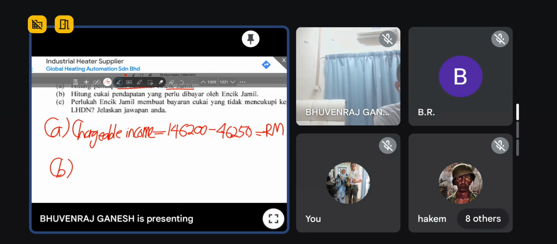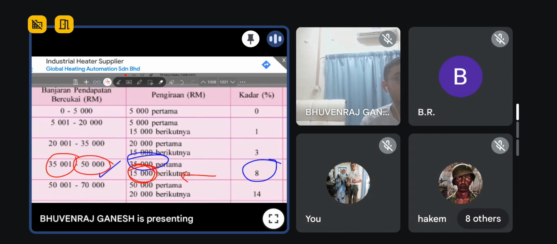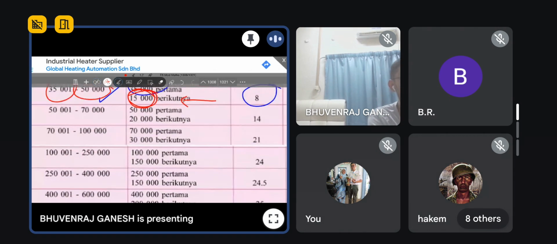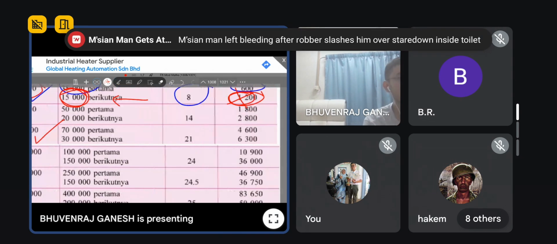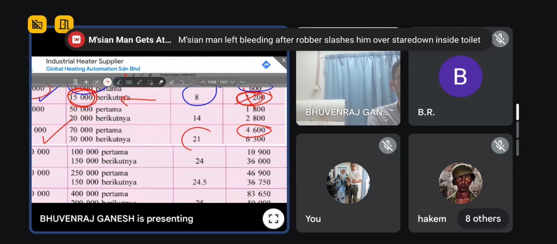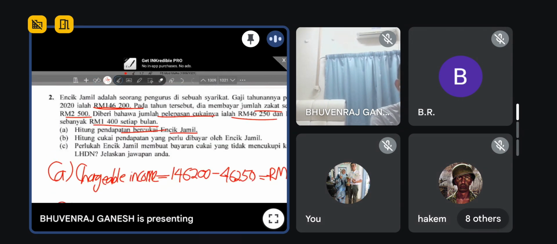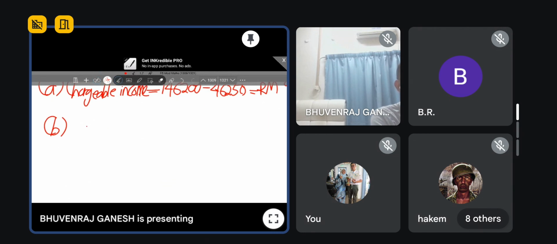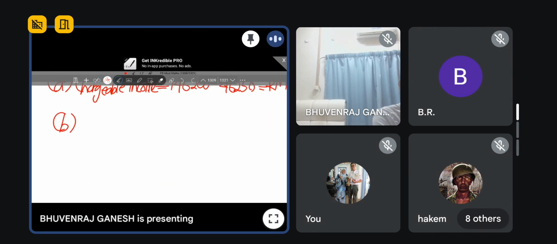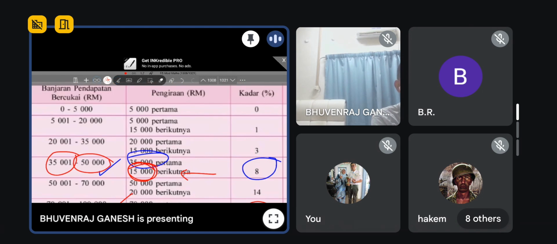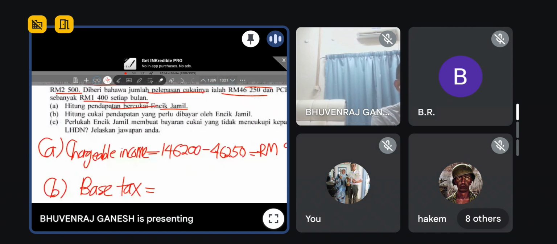So income tax, we have to refer to the table. Based on the value, this is the row we need to refer to. So our base tax is this one, and then 21%. Okay, so we can write here base tax. Cukai asas is equal to, what's the value again? 4600.